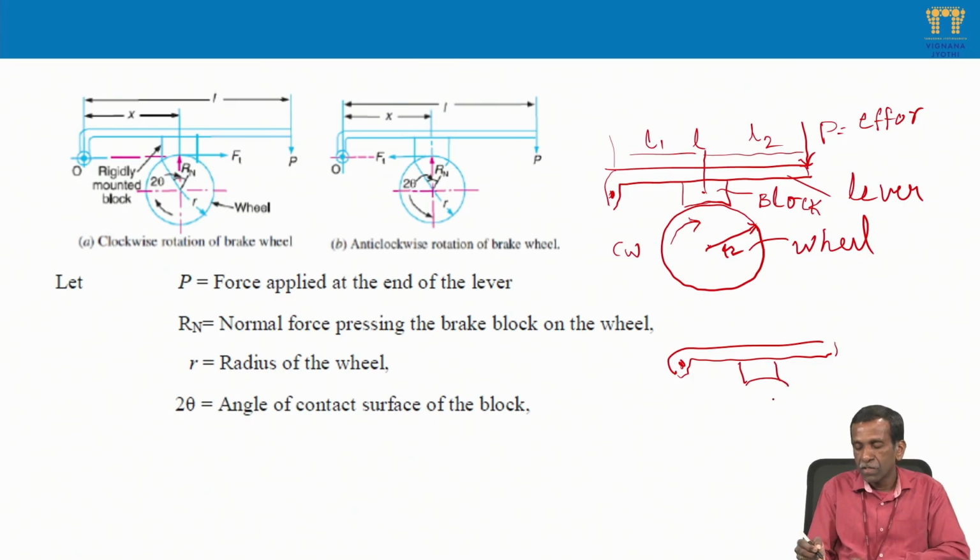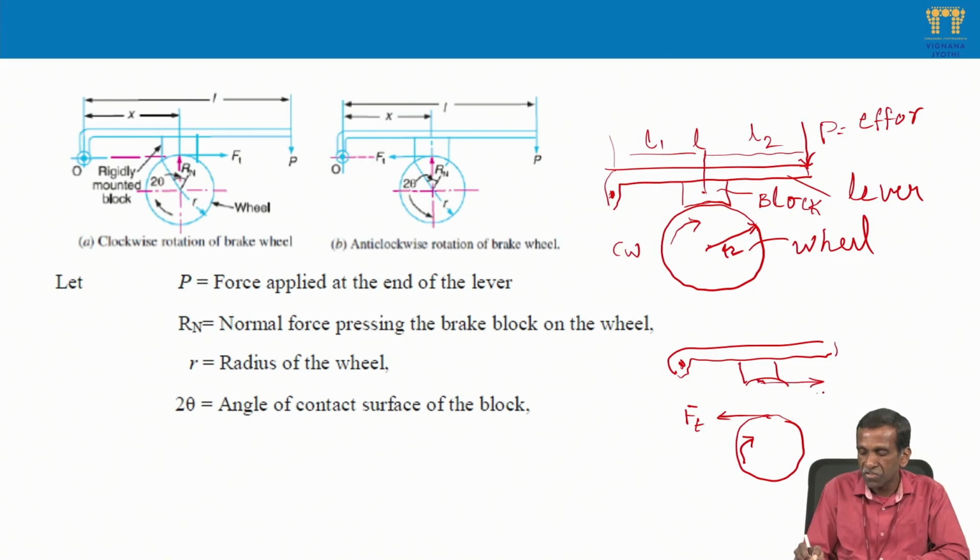Then if the wheel is rotating clockwise, what is the direction of the frictional force? Obviously it is on the wheel. The wheel is rotating clockwise, so on the wheel surface the frictional force is opposite to the direction of rotation. This is the frictional force. Because it is tangent to this surface, I can say Ft. Then if you take the block, the frictional force is obviously in the opposite direction. Are you able to understand?